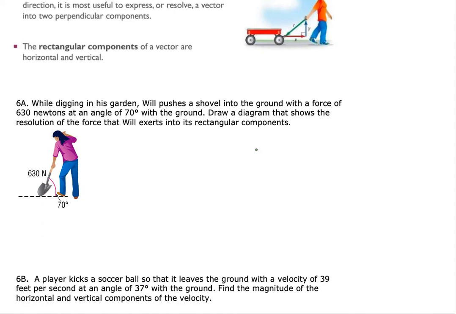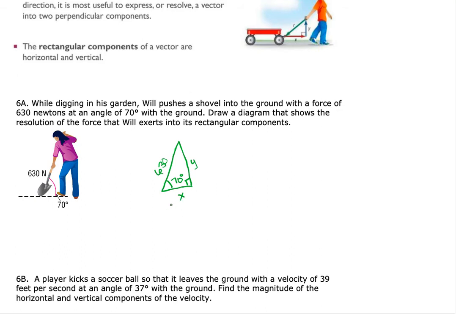While digging in his garden, Will pushes a shovel into the ground with a force of 630 newtons at an angle of 70 degrees with the ground. Draw a diagram that shows the resolution of the force that Will exerts into its rectangular components. So basically, this is 70 degrees. We have an interesting little triangle that I can't draw. And this is 630, because that's our newtons. What we need to find is our y, or vertical, and our x.